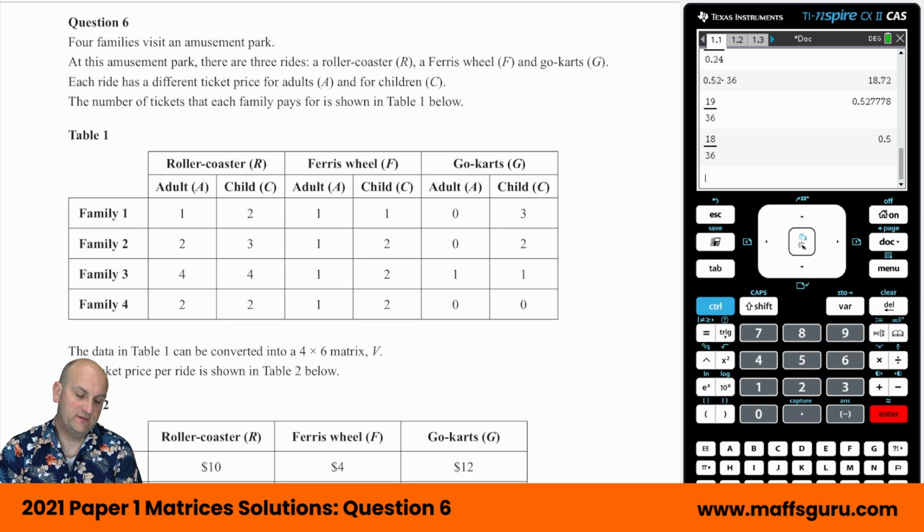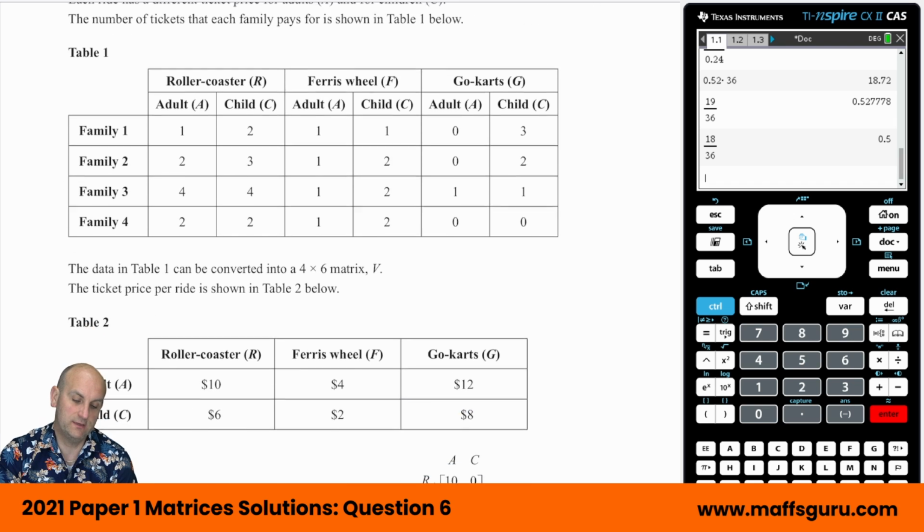Question number 6. 4 families visit an amusement park. At this amusement park there are 3 rides: a roller coaster, a Ferris wheel and go-karts. Each ride has a different ticket price for adults and for children. The number of tickets that each family will pay is shown in table 1.